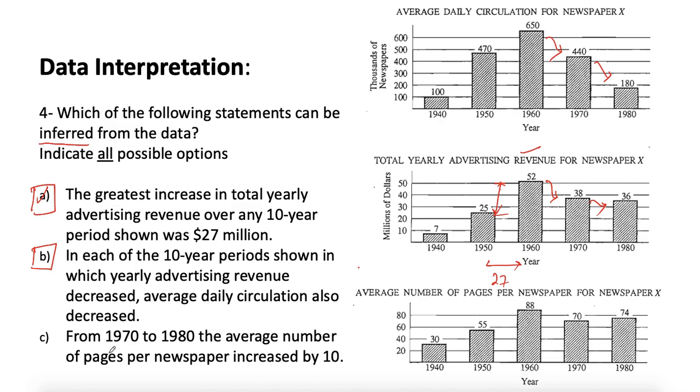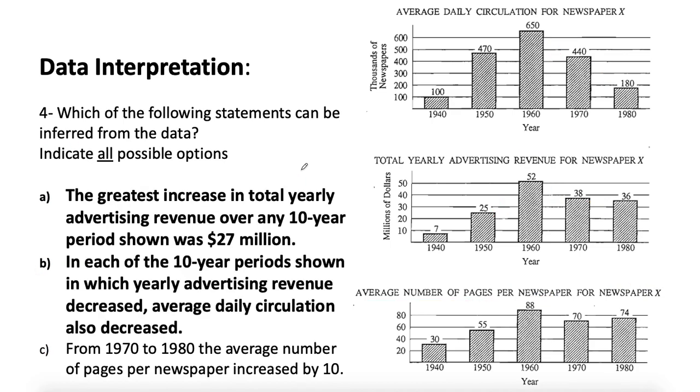The last is from 1970 to 1980, the average number of pages per newspaper. So the question asks about this graph now. It increased by 10, but from 1970 to 1980 there was an increase of 74 minus 70, which is 4. That's why this can't be inferred. So the possible answers for this are only option A and option B. So this was the first graph.